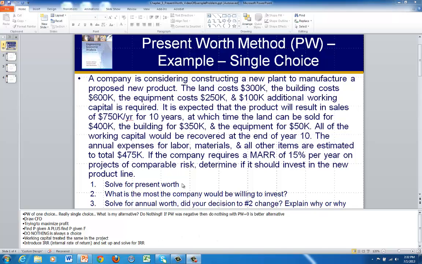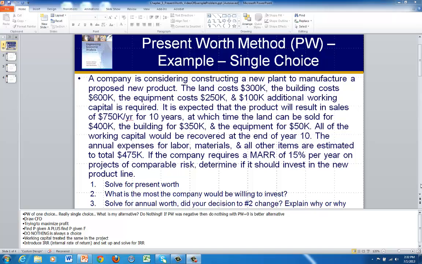So we have 3 questions here. Solve for the present worth. That's the first thing we're going to do. And then we'll answer the question, what is the most the company would be willing to invest? So right now they're investing in land, building, equipment, and working capital. We'll see if that's the minimum they would be willing to invest or if they'd be willing to invest more. And then a second video will show the annual worth, and we'll talk about that when we get there.